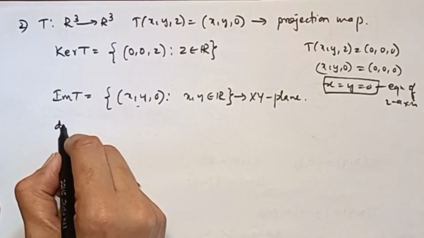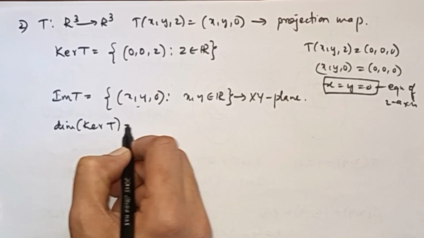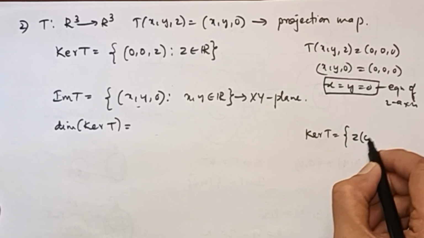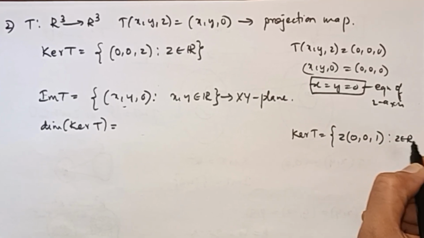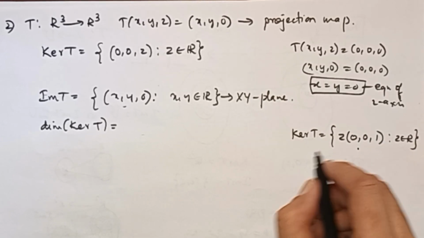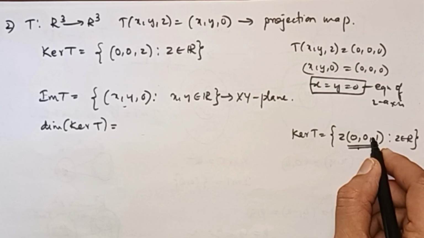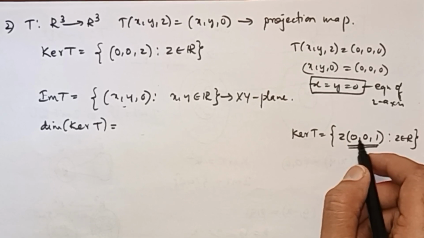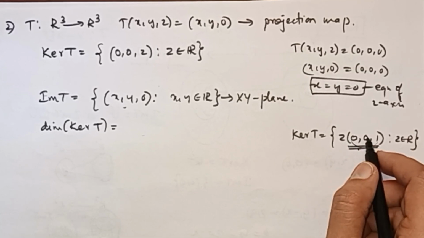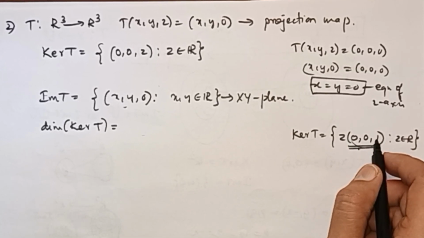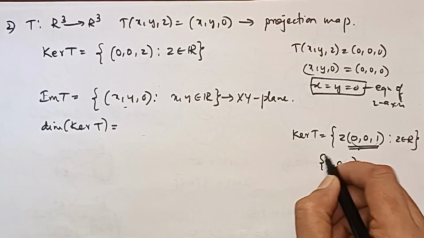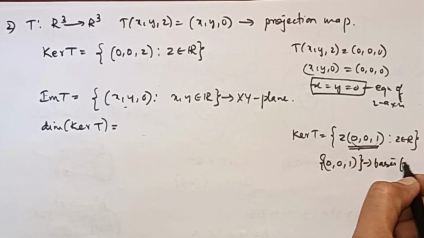So I need now dimension of kernel of T. See here, kernel of T can be simplified as z into 0 comma 0 comma 1, such that z belongs to R. So there is only one linearly independent vector. So kernel of T is spanned by this vector. This one vector spans the entire kernel of T subspace, and it is a single non-zero vector. A single non-zero vector is always linearly independent. Therefore 0 comma 0 comma 1 is a basis for kernel of T.